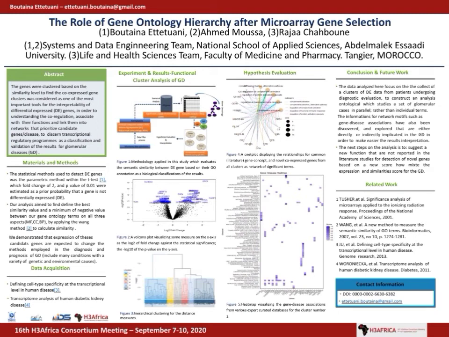For the conclusion, the data analyzed here focus on the collective cluster of differentially expressed genes from patients undergoing diagnostic evaluation. And the next step for the analysis is to suggest a new function that is not reported in the literature, for the detection of novel genes based on the score of expression and the score of gene ontology in parallel. And thank you.